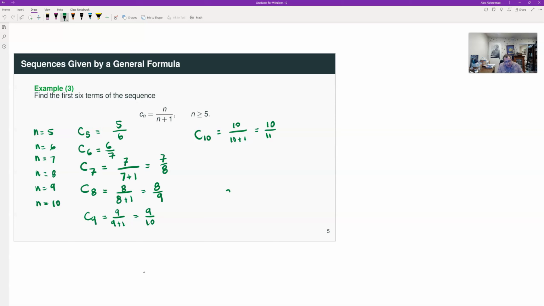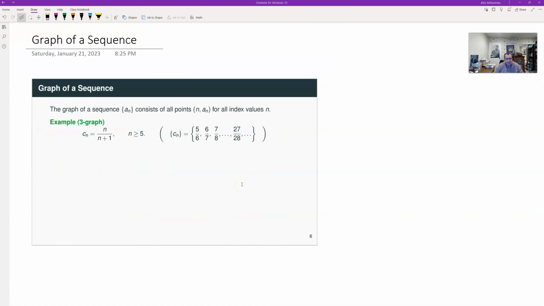So I will have 5 over 6, that's the first element. 6 over 7, that's the second element. 7 over 8, that's the third element. 8 over 9, 9 over 10, and 10 over 11. And then we add dot, dot, dot, because the sequence actually continues.